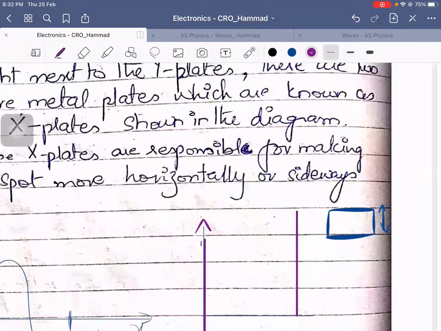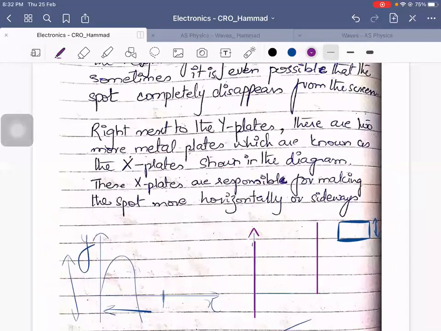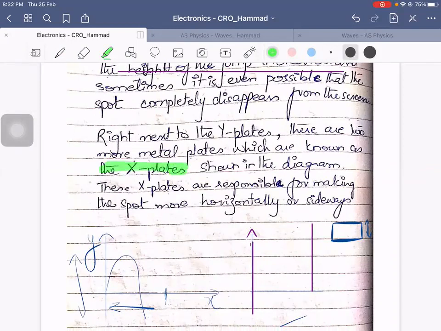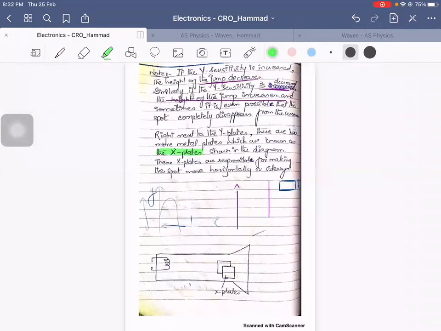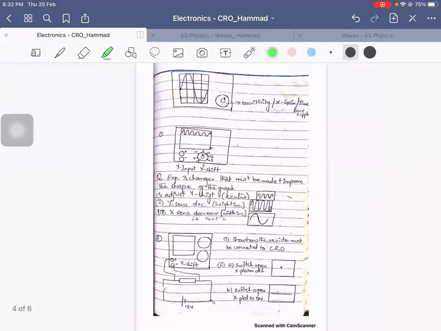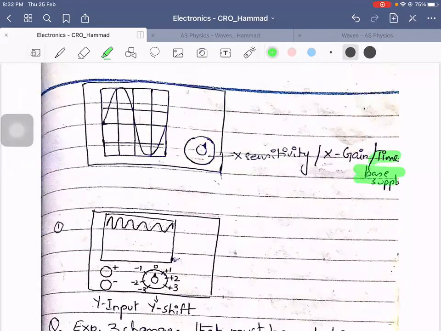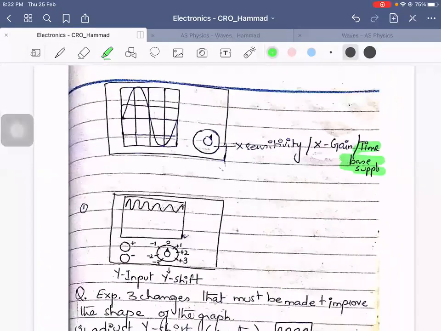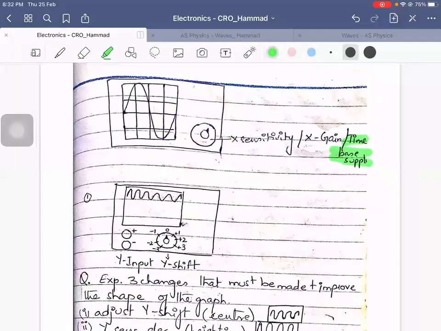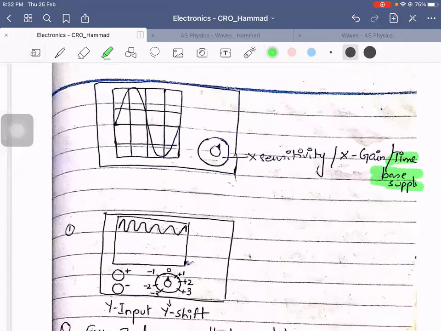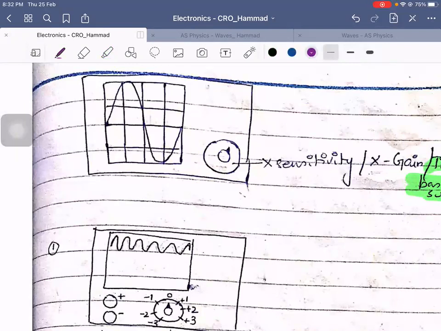So moving forward, right next to the Y plates, there are 2 more metal plates which are known as the X plates, shown in the diagram. These X plates are responsible for making the spot move horizontally or sideways. So X sensitivity or X gain or the time-based supply, all of these 3 names mean the same single thing, right? And just like the Y sensitivity, the X plate works in the exact same manner.